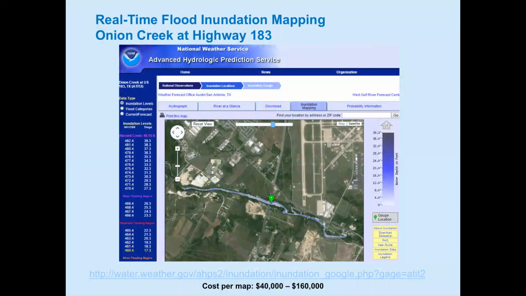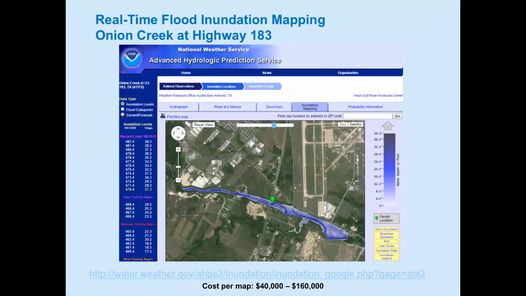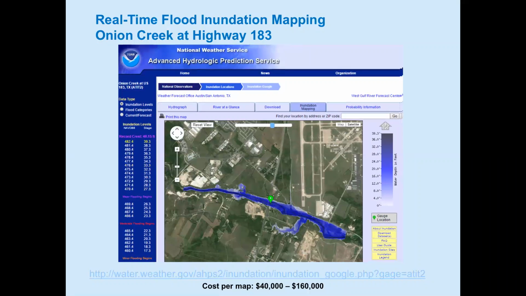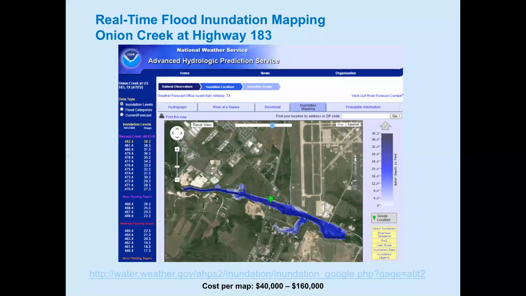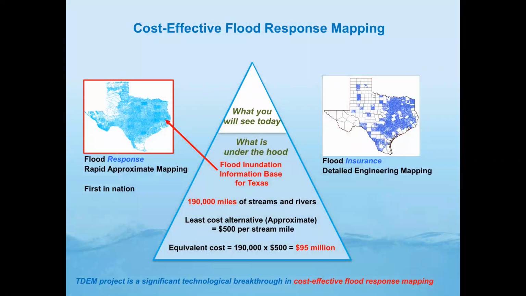Now, this is an example of a flood inundation map that the National Weather Service has developed with Corps of Engineers' help. As you pick your height on this chart here, the inundation changes, but that is very costly. It would cost about $15 million to do that just over the state of Texas. It's not going to happen.